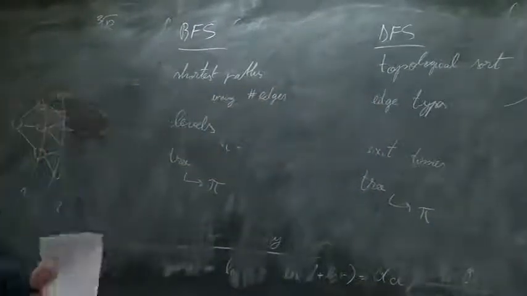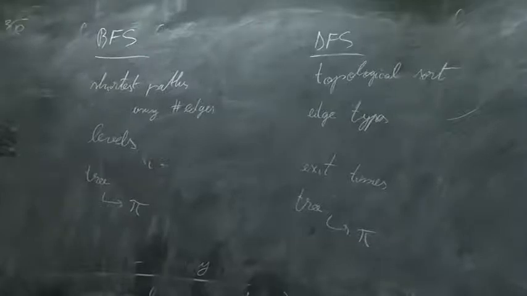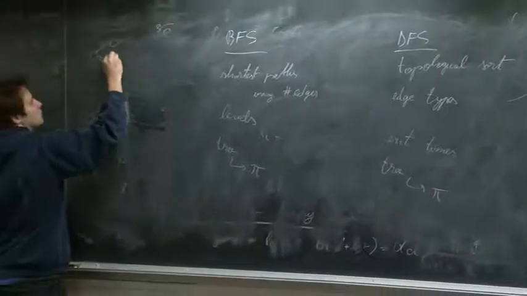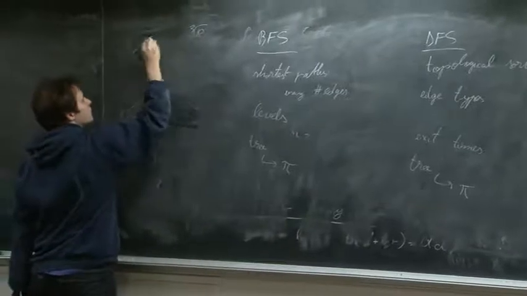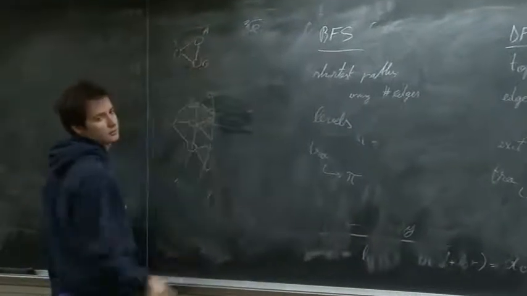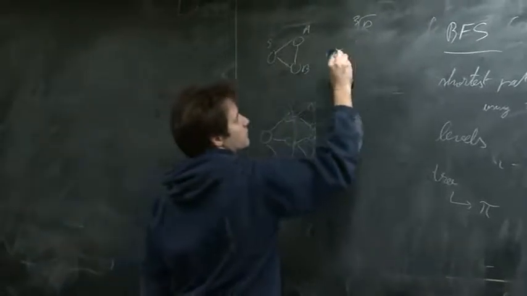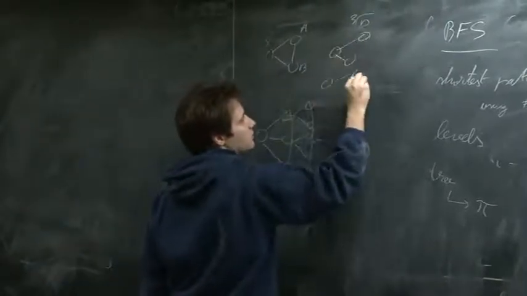So DFS and BFS will both compute trees of the graph. Are they the same trees or different trees? Different trees, probably. Different trees, right? Let's take this. S, A, B, right? BFS will give us this, DFS will give us this.